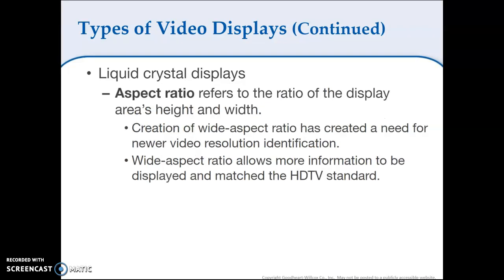The aspect ratio, which can also be adjusted by the user, refers to the ratio of the display area's height and width. We can limit the amount of picture that we see within our monitor, or we can expand it to make sure that it covers the entire area. That can also be something that is adjusted by the user.